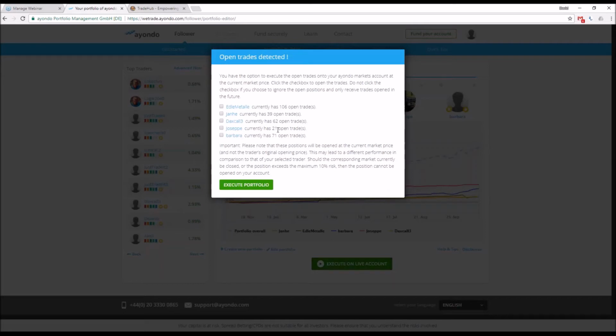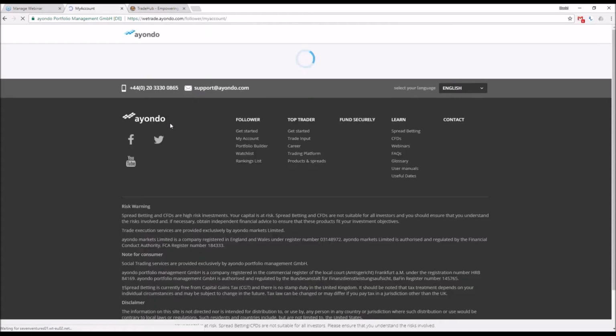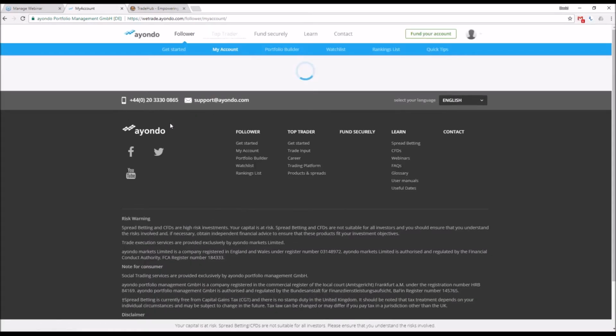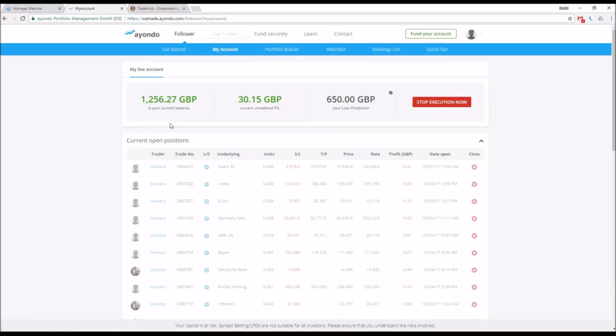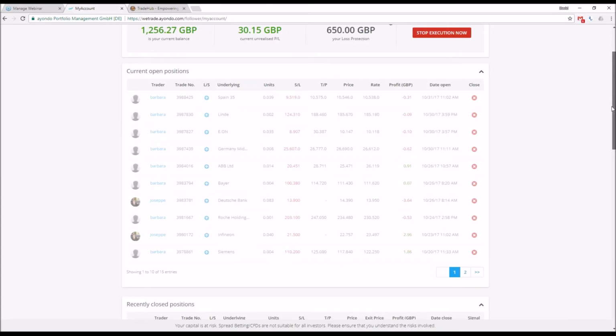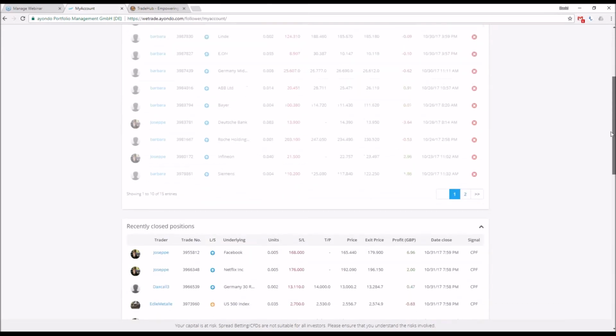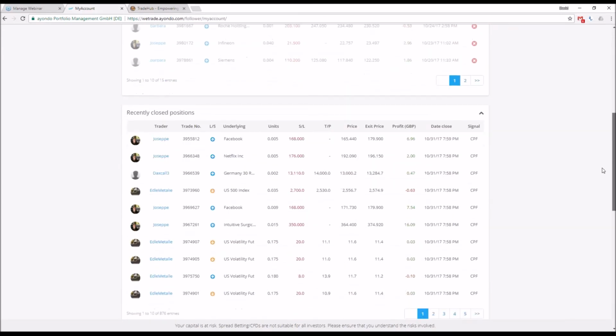So these are all the open trades that people have open. I don't want to follow their open trades. I want to follow any new trades. Click on execute portfolio, and that's it. So now I've gone back into following all their trades. Any new trades that are done, I'll be following the trades on their account as they go through.